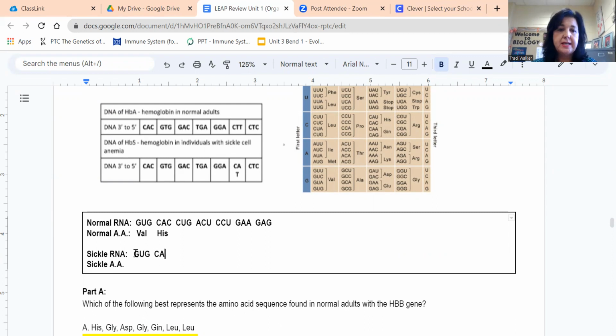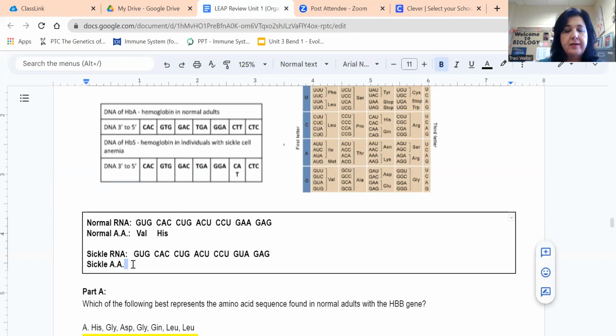GTG becomes CAC, GAC becomes CUG, TGA becomes ACU, GGA becomes CCU. And now here's the one that's different right here. So CAT is going to be GUA. And then my last one will be the same. CTC will be GAG. Okay.